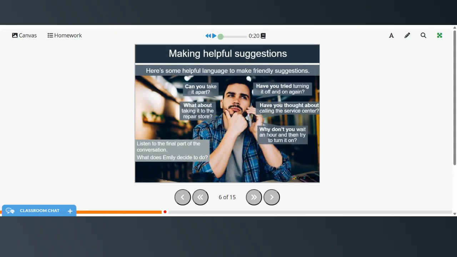Right, so here's some helpful language to make friendly suggestions. What about taking it to the repair store? Can you take it apart? Have you tried turning it off and on again? Have you thought about calling the service center? And why don't you wait an hour and then try to turn it on? So listen to the final part of the conversation and answer the question: what does Emily decide to do?